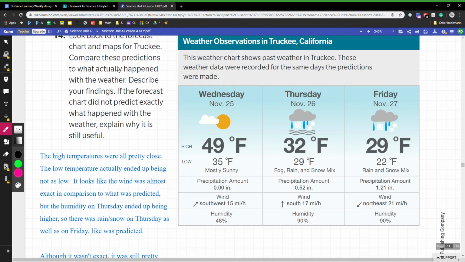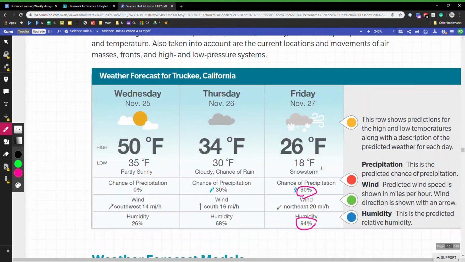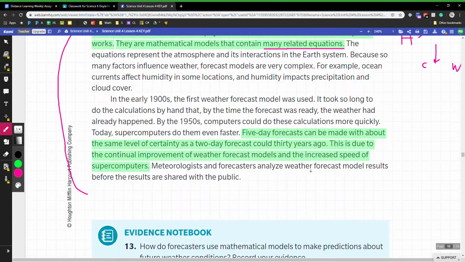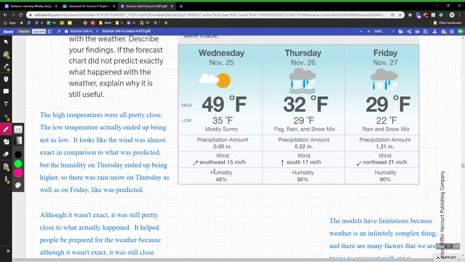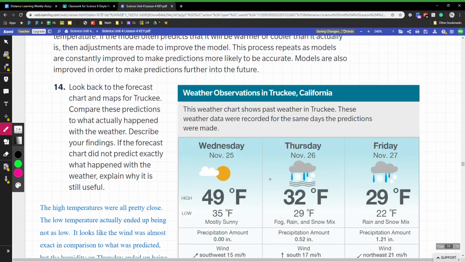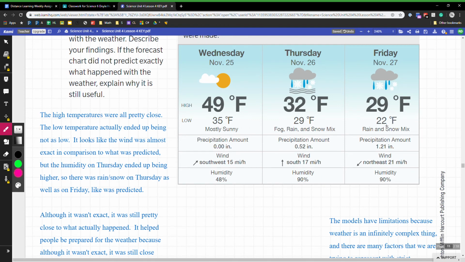So it says compare the predictions to what actually happened. So you'd have to scroll back up here and look at it, right? And you're comparing all of these, what it said right here, to what this is. This is what really happened. The thing above was the predictions. And so I said, the high temperatures were pretty close. The low temperatures ended up being not as low. So I think what I meant by up here, see, it says that this is going to be 30 degrees and 18 degrees in the prediction. But down here, it only got to 22 degrees overall.